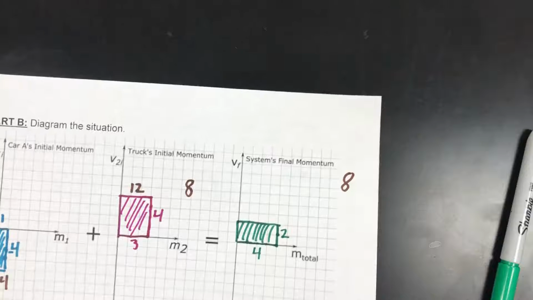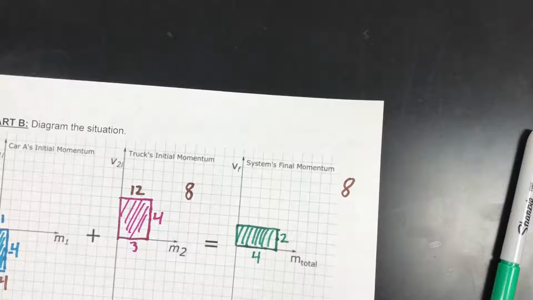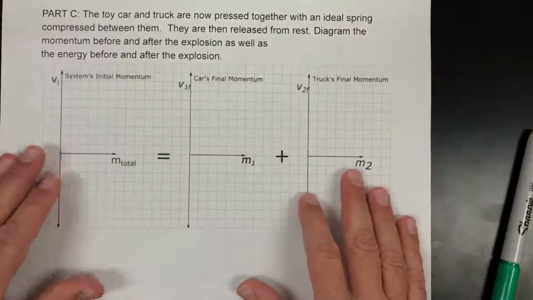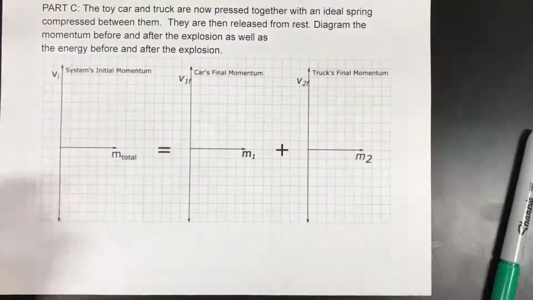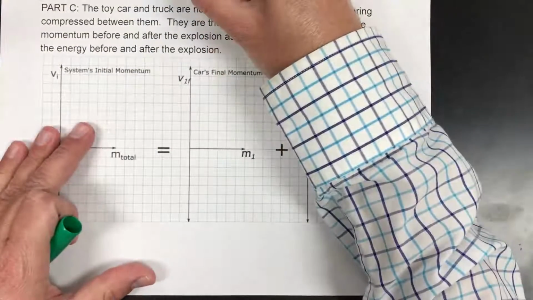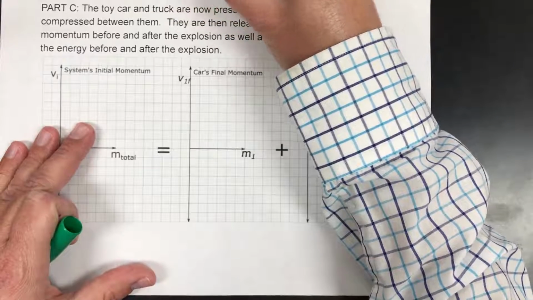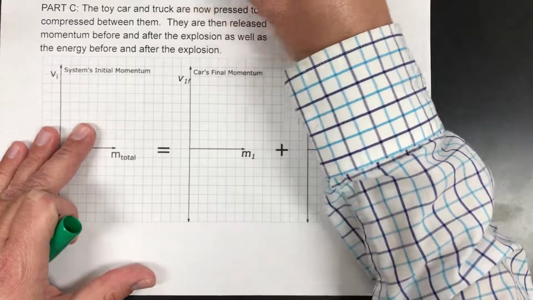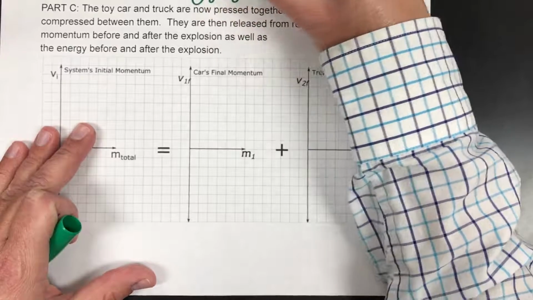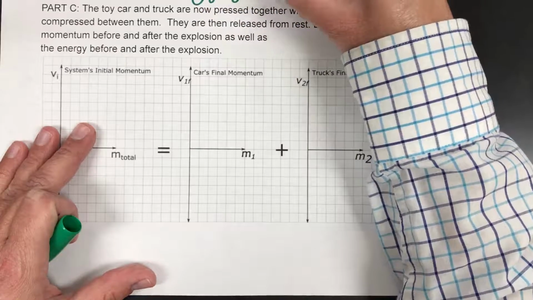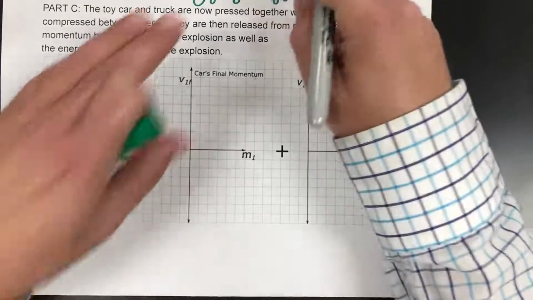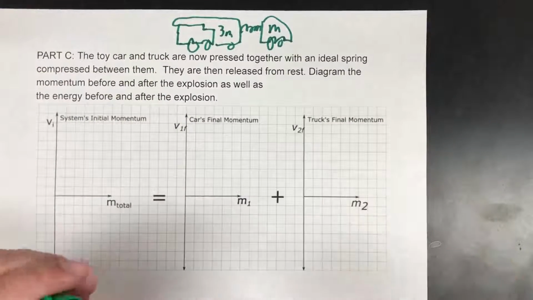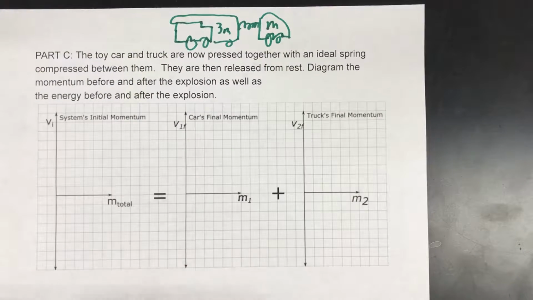Next, they want us to do part C, which says, what if there was a spring between the two cars? Let's picture it like this. Let me draw the situation real quick. Here is the little truck that they've got drawn here. Oh, that's terrible. Then there's a spring right there, and that's attached to the car right there, m and 3m. The spring is going to fly apart like that.